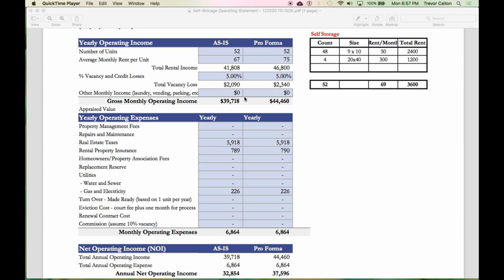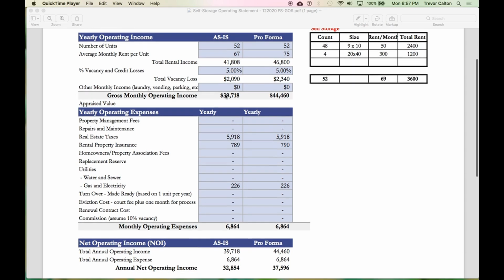This one doesn't show any other income, such as truck rental commissions. If you're buying in an urban area, you can usually partner with one of the truck rental companies and maybe get some additional income there. Laundry machines, vending, they're just not showing any of that on this particular property, right?